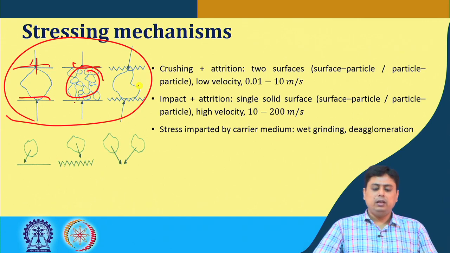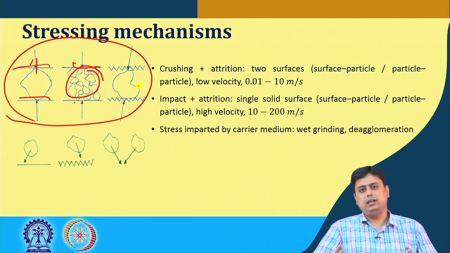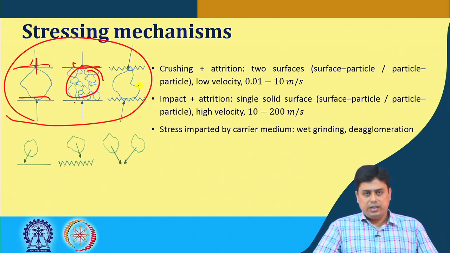The other can be the impact plus attrition. Attrition is typically there, though in some cases it is a less dominant mechanism. Typically, the dominant mechanisms are crushing, impact, and shearing actions. So, in impact plus attrition, what happens?